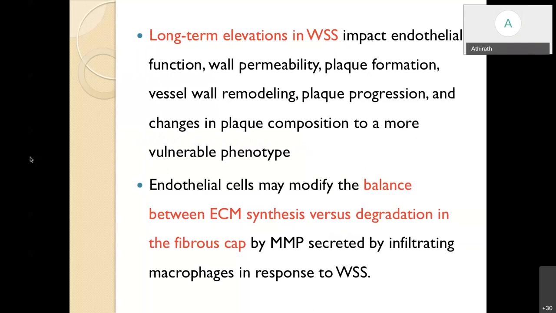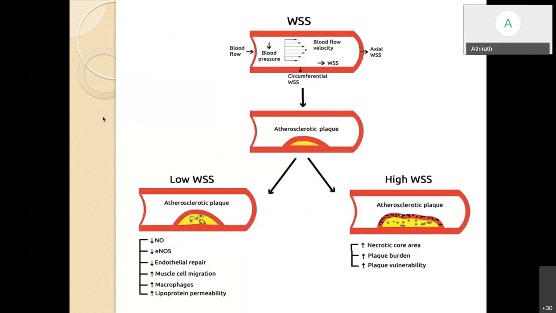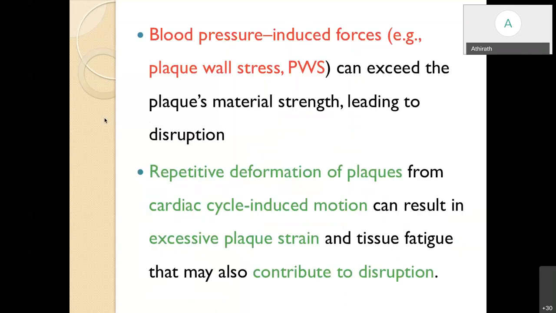So basically, whenever there are numerous inflammatory cells within a plaque, they get activated in response to wall shear stress, and they secrete matrix metalloproteinases, which disturb the balance between extracellular matrix synthesis and degradation. This leads to thinning of the fibrous cap and converts a stable plaque to an unstable plaque. As you can see in this image, there is low wall shear stress and high wall shear stress. You can see that high wall shear stress increases the necrotic core area, plaque burden, and plaque vulnerability. There are also blood pressure induced forces, where plaque wall stress exceeds the plaque material strength, leading to plaque disruption.